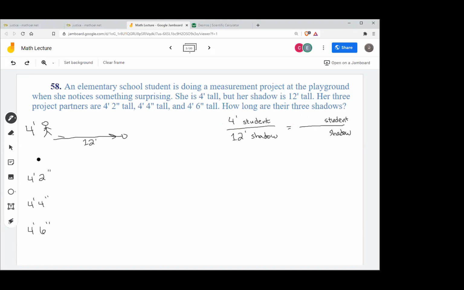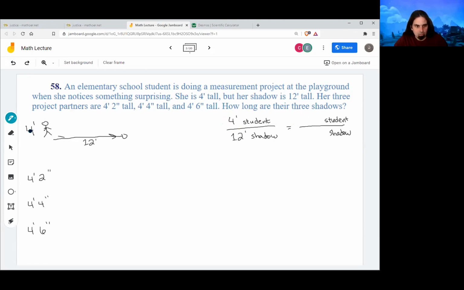Change it to inches. Yeah, let's make everything inches. So this one is 48 inches, 4 times 12. This one is 2 more, so this is 50 inches. That's 48 plus 4, 52 inches. This one is yet 2 more inches, 54 inches. So now we can write 48 inches is a 12-foot shadow, 50 inches is how big a shadow. We could cross multiply and solve that. Everyone with me so far?